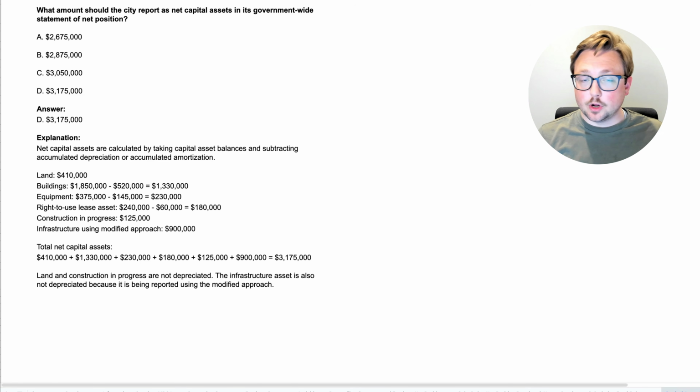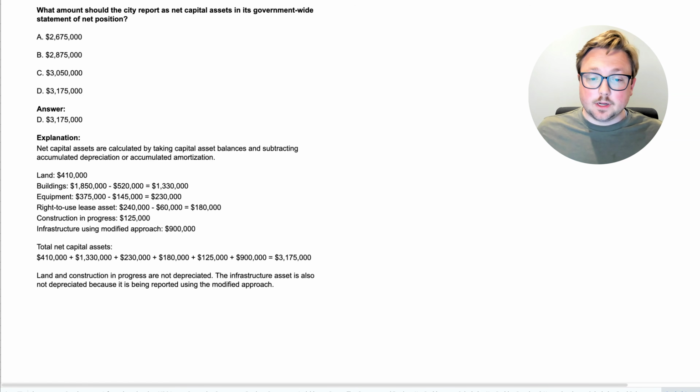So land, $410,000, we're not depreciating land. Buildings was the $1,850,000 less the $520,000 equaling $1,330,000. The equipment was $375,000 less $145,000 equaling $230,000. The right to use lease asset was $240,000 less the $60,000 of amortization equaling $180,000. Then there was construction in progress and infrastructure using the modified approach of $900,000. So we add that all up together and it's $3,175,000. Nothing like that we're excluding there.